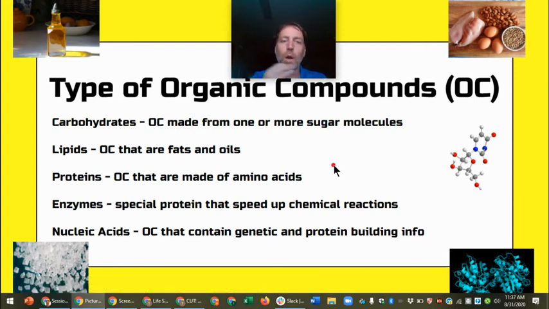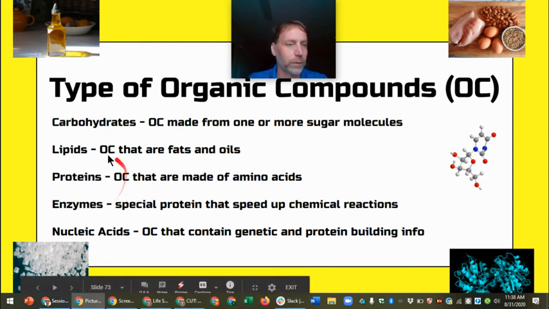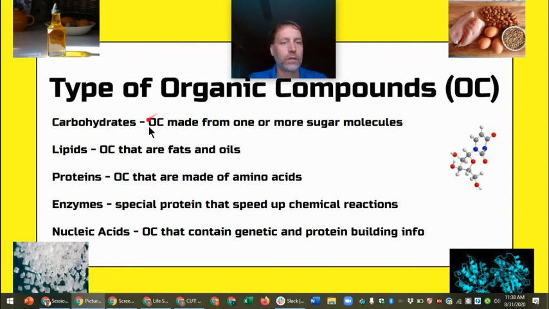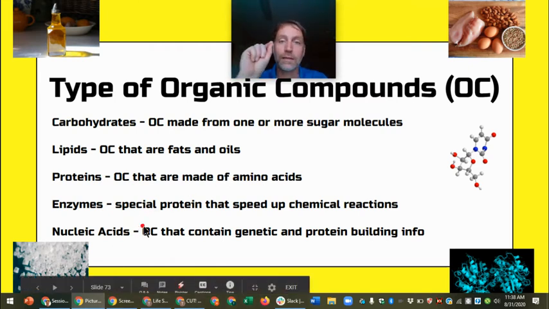Okay, so carbohydrate is made from one or more sugar molecules. When you think of carbohydrate, you're thinking of sugar, not just the table sugar, the sweet stuff that you like, other types of sugars as well. Lipids, OC stands for organic compound, is an organic compound that usually is a fat or an oil. Proteins are made up of much smaller components called amino acids, and those amino acids make up the protein. So about 20 types of amino acids make up the proteins that we see in our body and in the world. Enzymes are special protein that speeds up a chemical reaction. I'll give you an example of that later.